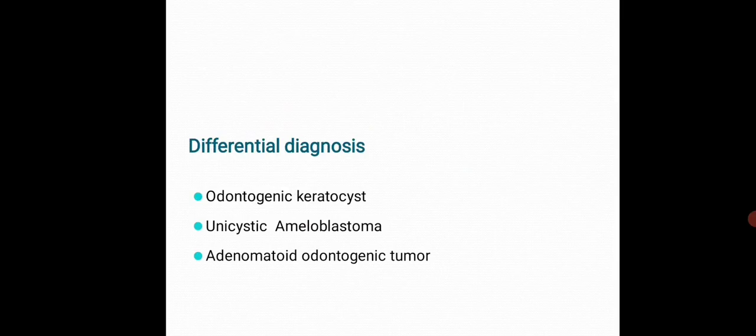So what are the differential diagnoses? The differential diagnosis can be odontogenic keratocyst, unicystic ameloblastoma, or adenomatoid odontogenic tumor. Before going to biopsy, we should take an FNAC. In FNAC, we can rule out whether it is a vascular lesion or not. We can send the tissue for cytological preparation. If the dentigerous cyst is infected, the fluid will be suppurative, and if it is not infected, it will be a straw colored fluid.